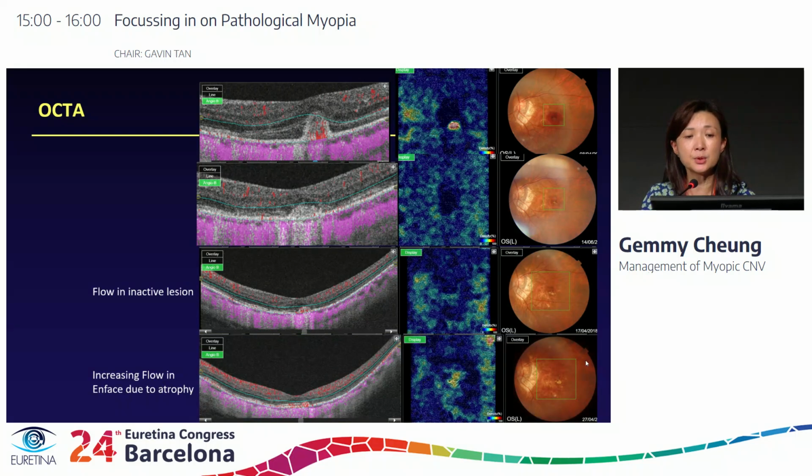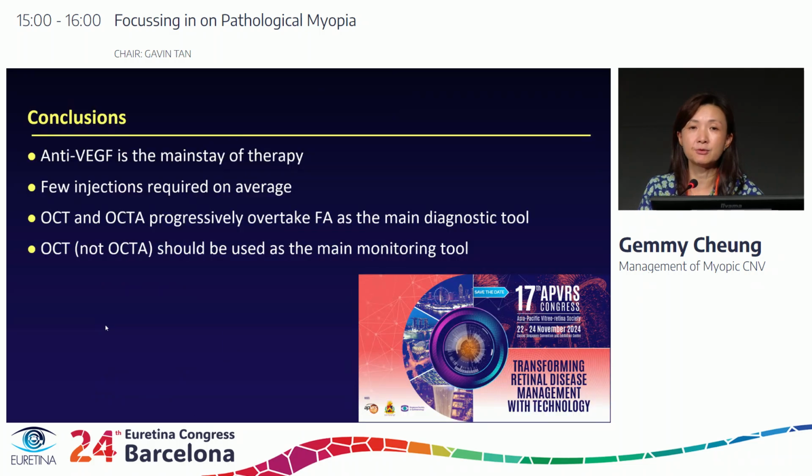Here are some more examples. After treatment in an inactive CNV, you can sometimes see persistence of flow even in an inactive lesion. And when there is atrophy, you may even get an artifact from the underlying choriocapillaris showing through. So with that, I'd like to conclude: anti-VEGF is the mainstay of therapy. Very few injections required overall. OCT and OCTA have progressively overtaken FA as the diagnostic tool, but for monitoring, we still rely on OCT structural scans. Thank you very much for your attention.